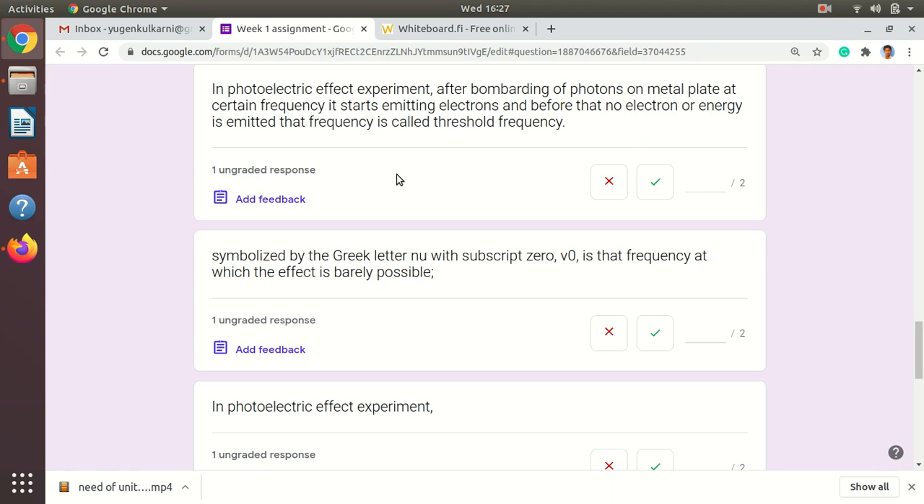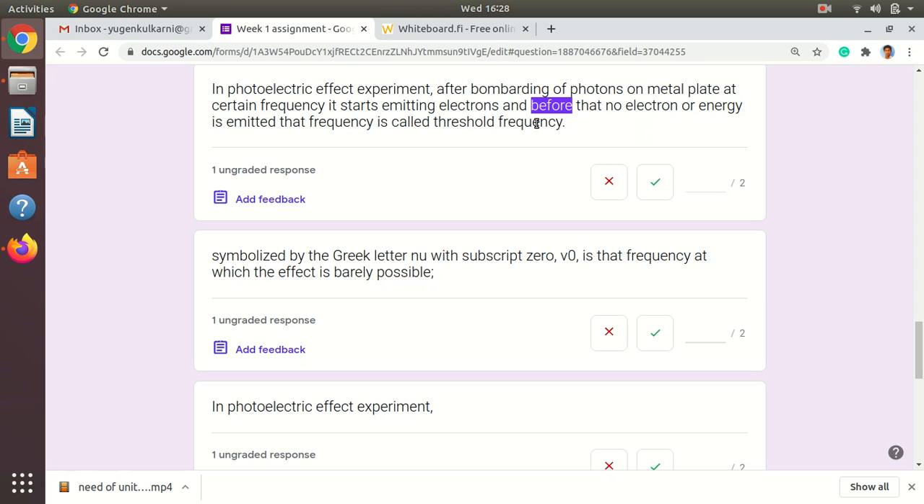One more technical thing here: instead of "before," you can use "below." Why? Because if I'm moving from higher frequency to lower frequency, then even if we decrease the frequency, the photoelectric effect is still possible. So that is not the correct answer.